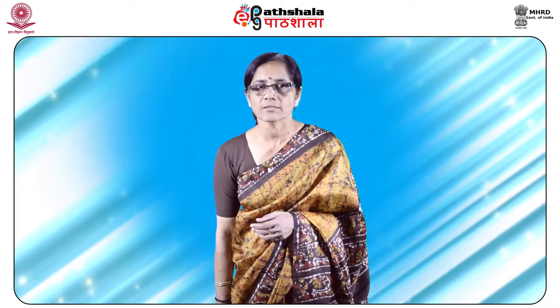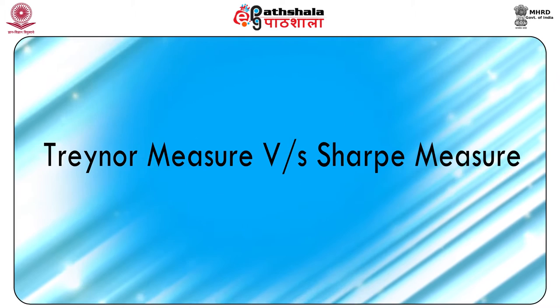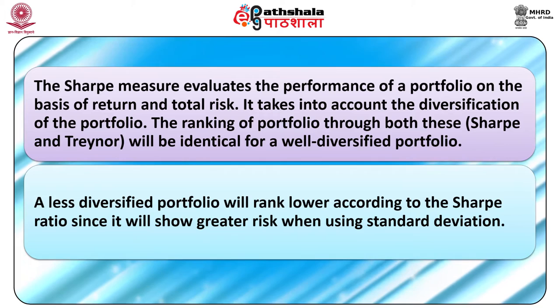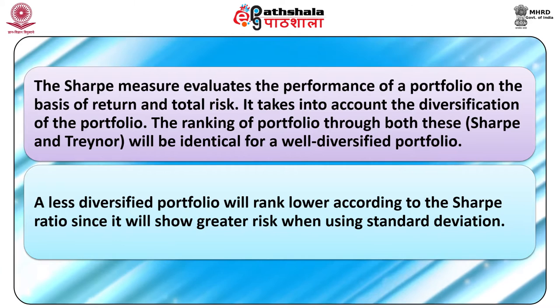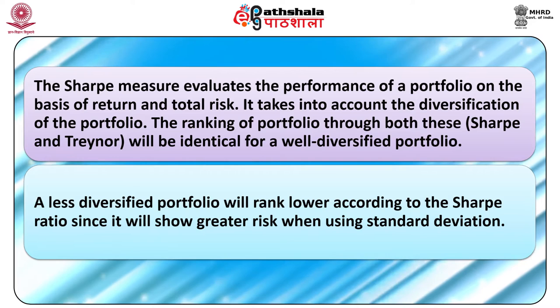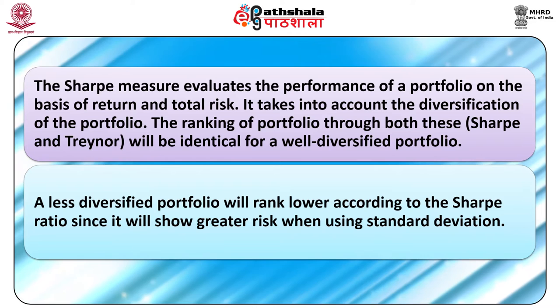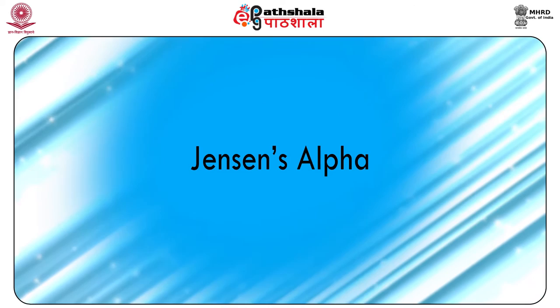Now we are going to compare Treynor's measure with Sharpe's measure. Sharpe's measure evaluates the performance of a portfolio on the basis of return and total risk. It takes into account the diversification of the portfolio. The ranking of the portfolio through both Sharpe's and Treynor's measures will be identical for a well-diversified portfolio. A less diversified portfolio will rank lower according to the Sharpe ratio, since it will show greater risk when using standard deviation. Now we move on to the third ratio, given by Jensen's alpha.